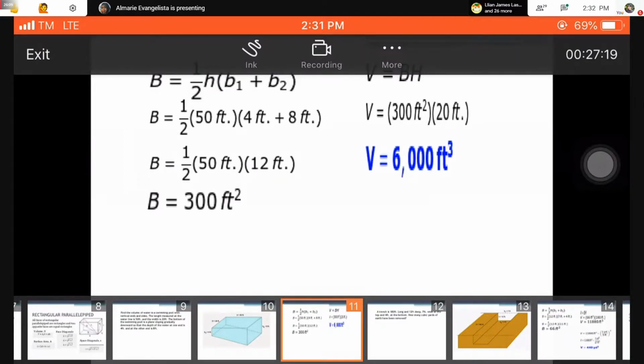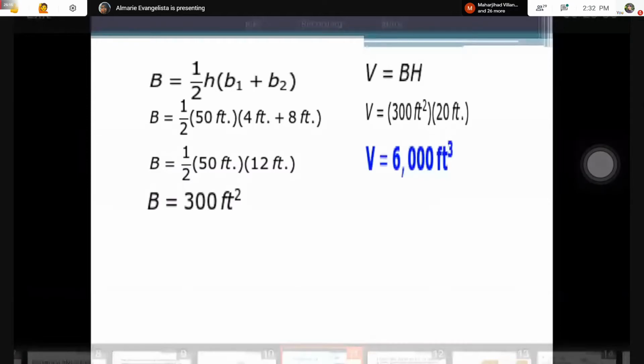So, nasundan nyo ba? Nakuha nyo ba kung paano siya isolve? May tanong ba kayo? Wala po. Ayun, sige. Proceed na tayo sa next problem. Eto.